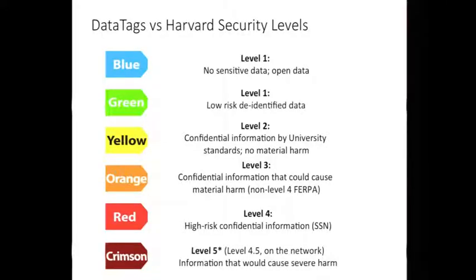The other levels: the yellow corresponds to level 2, the orange to level 3, red to level 4, and crimson to level 5, although it might be slightly different, because level 5 means it's not even in the network, and the crimson would mean a version of level 5, but on the network.